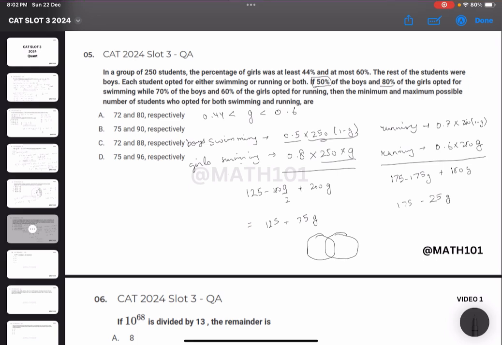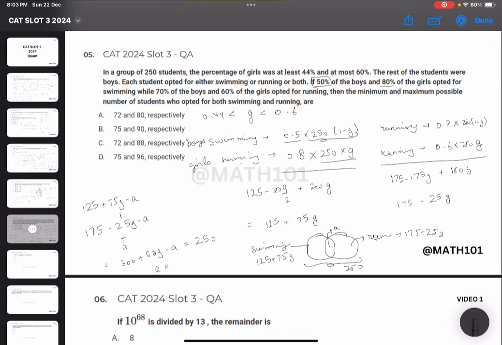So this is the total number of students, 250. Out of which those who have opted for running is 175 minus 25 G. Those who have opted for swimming is 125 plus 75 G. Let the number of students who opted both be A. So the students who have just opted for swimming is 125 plus 75 G minus A, and those who have just opted for running is 175 minus 25 G minus A, and this plus A, plus 50 G minus A is equal to 250, because this is the total number of students.